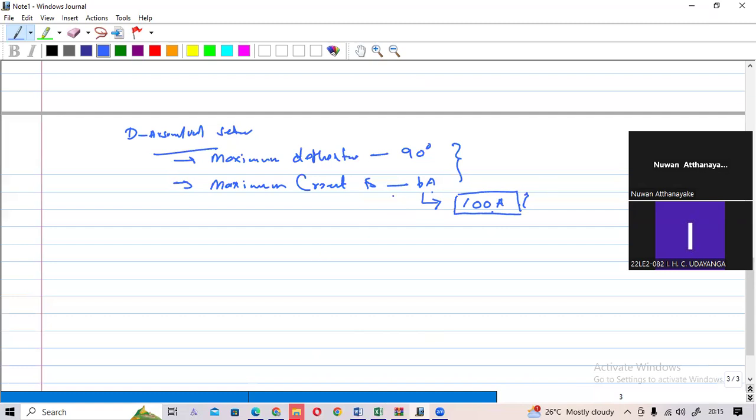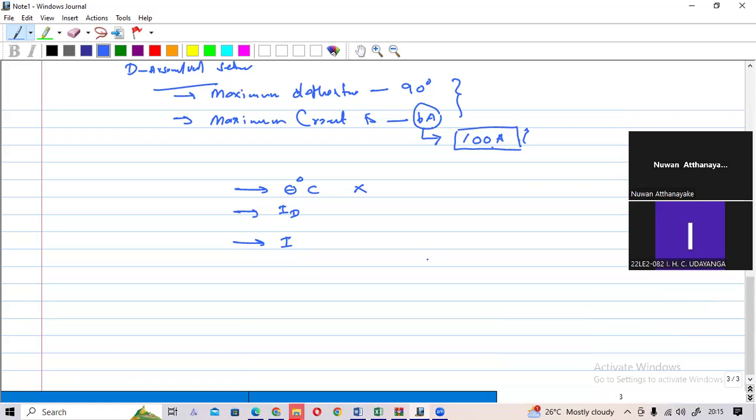So if I take some general value, the maximum deflection may be theta. I think this theta is maybe not useful. And the maximum current is, let's say, I max, this original maximum current, the deflection current, maximum deflection current, this one 6 ampere. And you need to upgrade this to 100, that is another current I. So how we can do this?